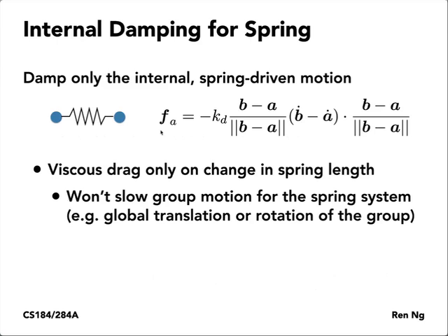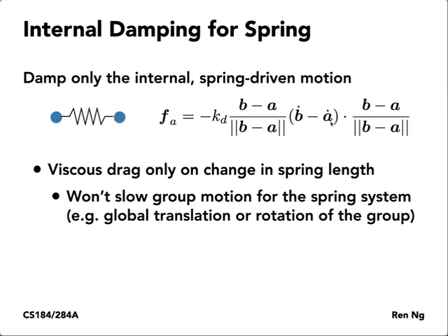Okay, so let's take a look at what's going on here. In this case, the damping force F sub A is equal to negative K sub D, similar to last time, and then we have these other terms. First of all, we have a unit vector pointing from A to B. And then we have this term, which is the difference in the velocities of A and B. It's B dot minus A dot.